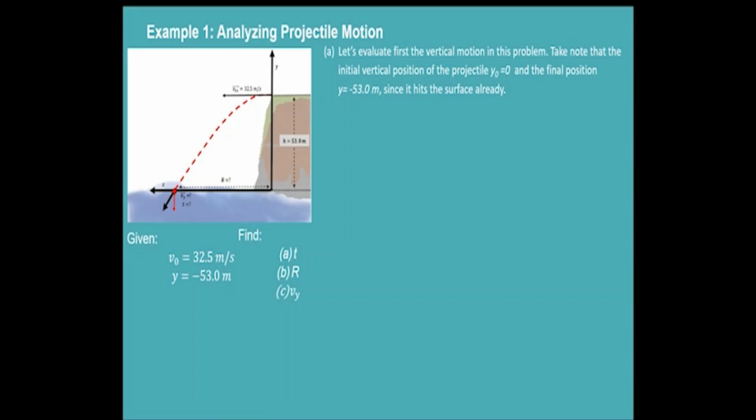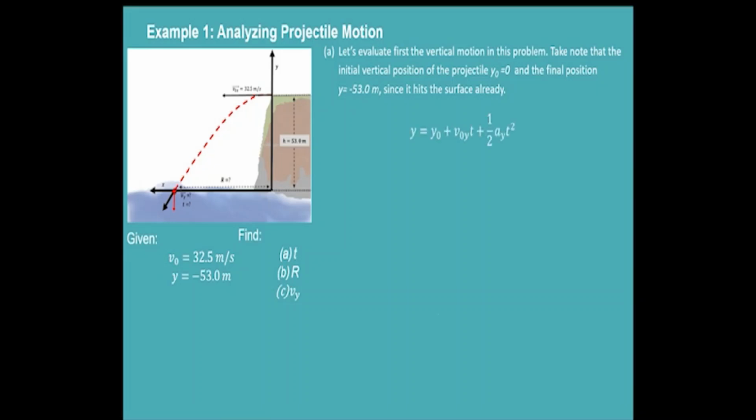Let's evaluate first the vertical motion in this problem. Take note that the initial vertical position of the projectile, y sub 0, is equal to 0 and the final position is equal to negative 53.0 meters since it hits the surface already. Being this said, let's calculate for the time.